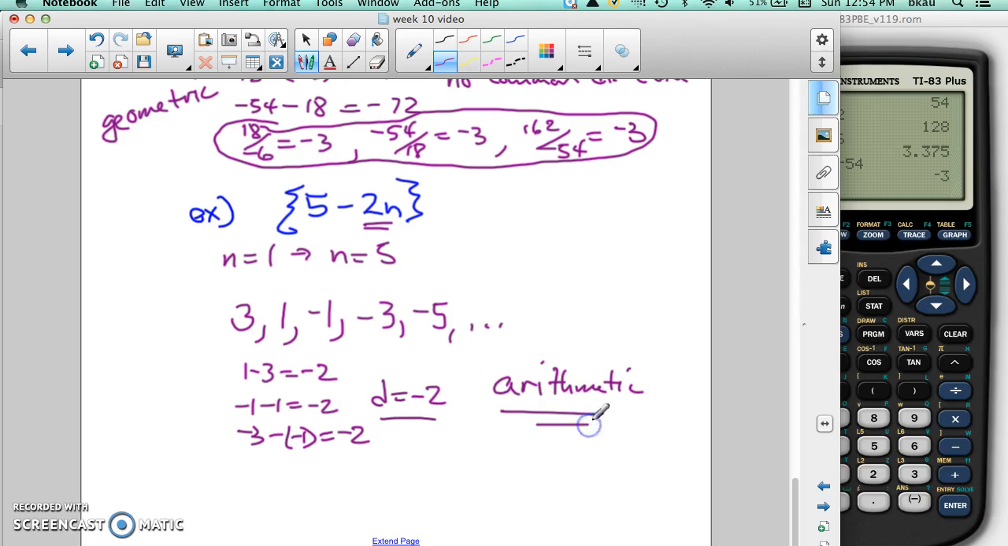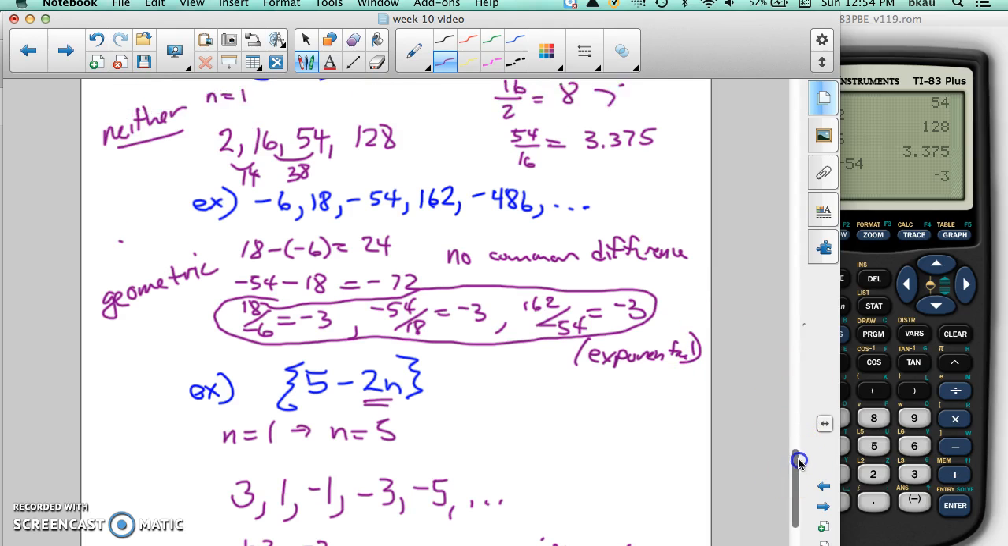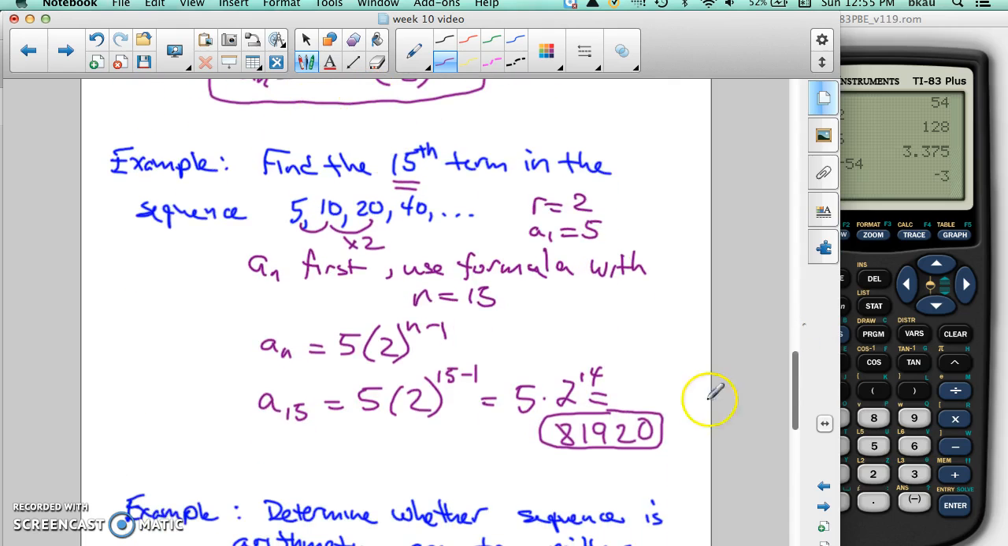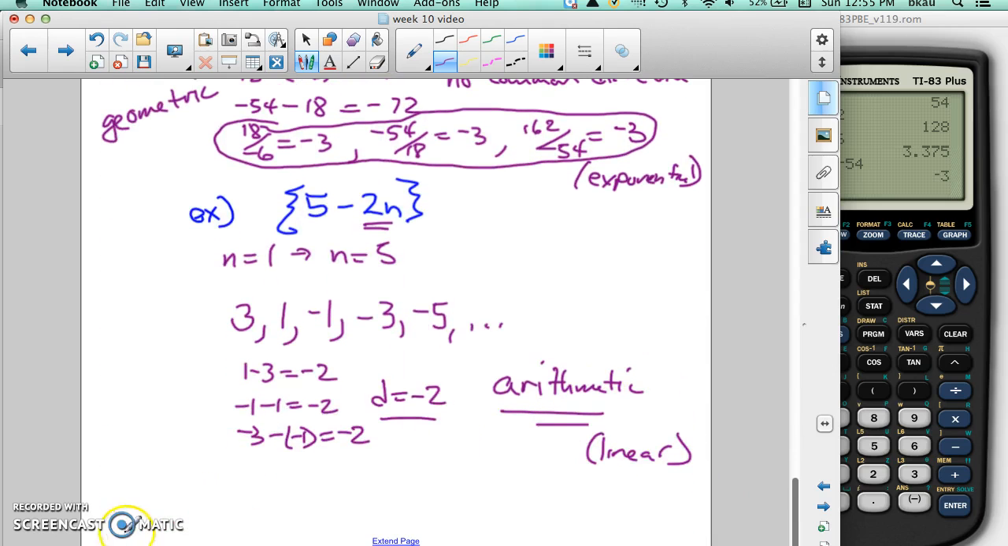Now when you look at the formulas, you can see arithmetic is more like linear. So arithmetic, linear. Geometric is more like exponential. So this one's an exponential formula. So if you're looking at formulas for your sequences, if you see an exponential function, it's probably going to be geometric, and if you see a linear one, it's probably going to be arithmetic.